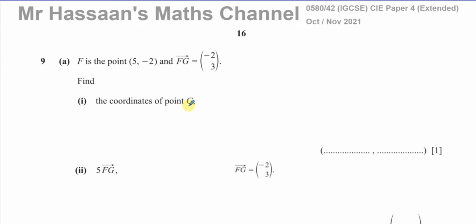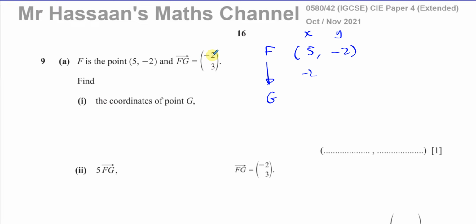So we've got to find the coordinates of the point G, and in order to do that, we can understand that the vector FG tells you how to go from F to G. It tells you what to do if you want to go from F to G. So if we start at F, which is at the point (5, -2), and we want to get to G, it's telling us to get there, we have to go 2 units to the left. That means the x coordinate has to go down by 2. And we have to go 3 units upwards. That's what this vector means.